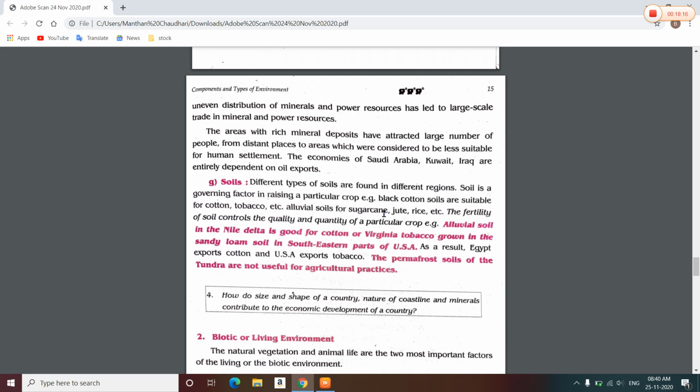For example, wheat, cotton, etc. require black cotton soils. Black cotton soils are highly suitable for tobacco also. Then alluvial soils are highly suitable for sugarcane, jute, rice, etc. You can add many more examples. So soil is a natural asset which directly affects the economic development of any country.